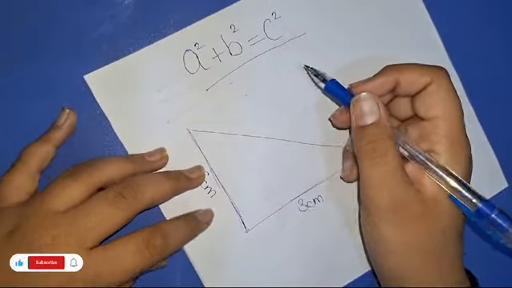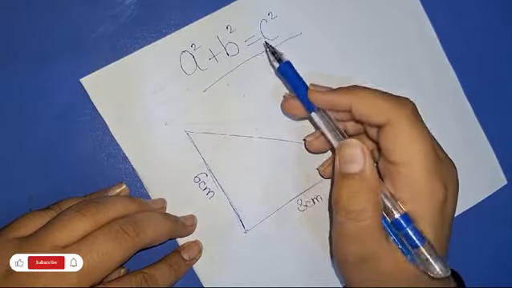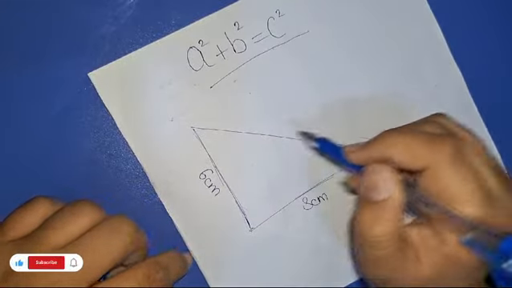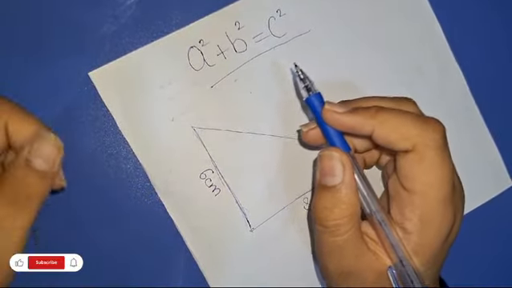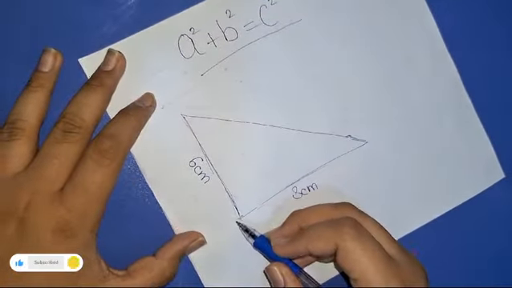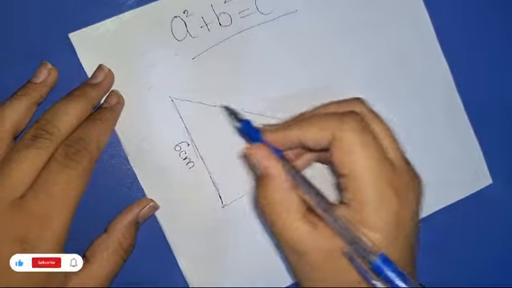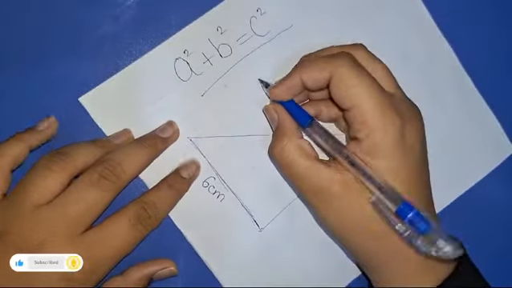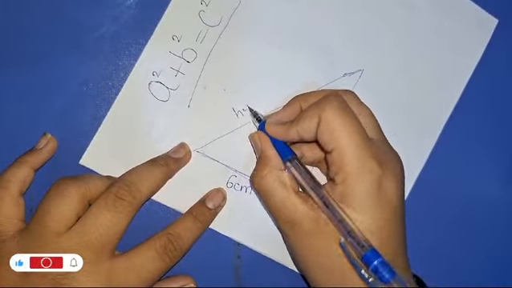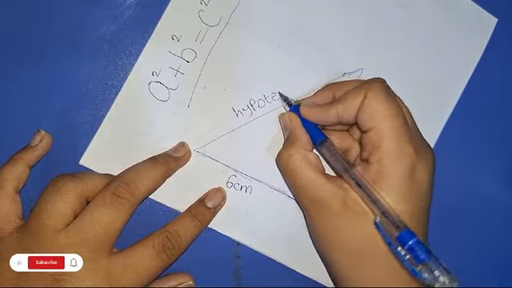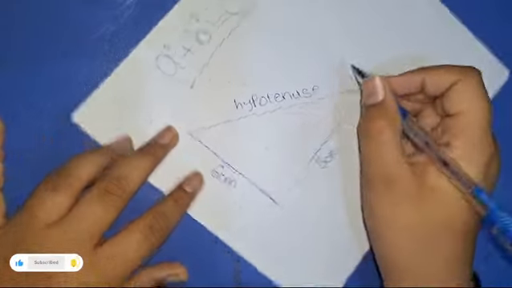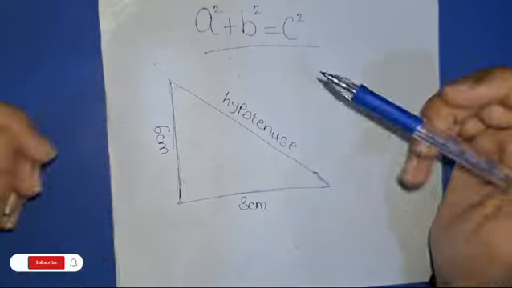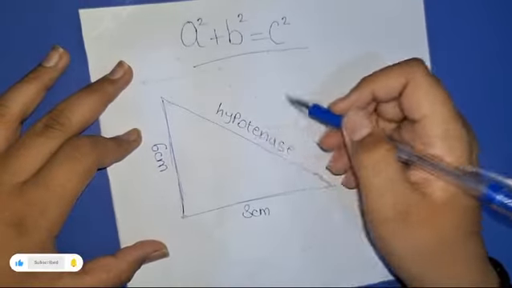This is the Pythagoras theorem. As I have told you earlier, a square plus b square equals c square, and it works in a right angle triangle. Here is an example of a right angle triangle. In the triangle, there's the height, there's the base, and there's one more side. Always remember that the longest side of the triangle is named the hypotenuse. In these questions, we have to find either the hypotenuse, the height, or the base. It depends on the question. We are going to discuss the hypotenuse.